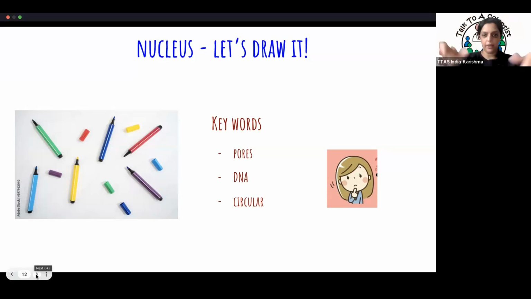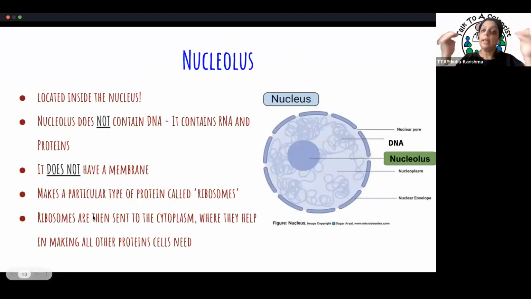So we have a cell membrane. Well done, Suvarna. We have a cytoplasm. We have cell membrane, we have cytoplasm, and now we have the nucleus. Now let's go even more inside. What is inside the nucleus? We said there is DNA, but there's more.